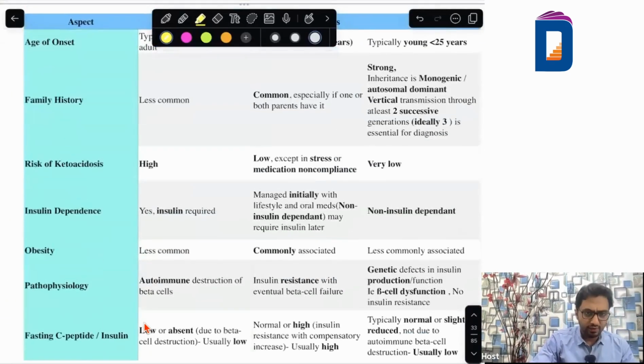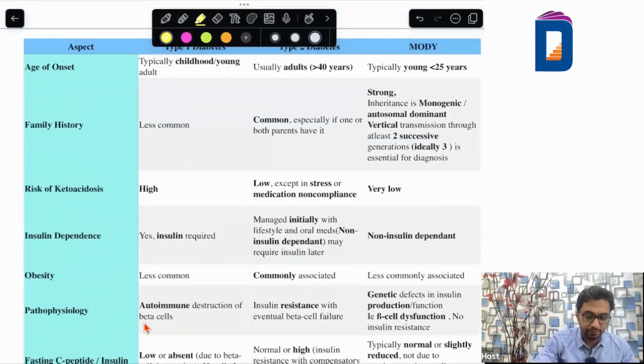Hope all of you can see this picture properly and visualize. If you want to, you can zoom this.